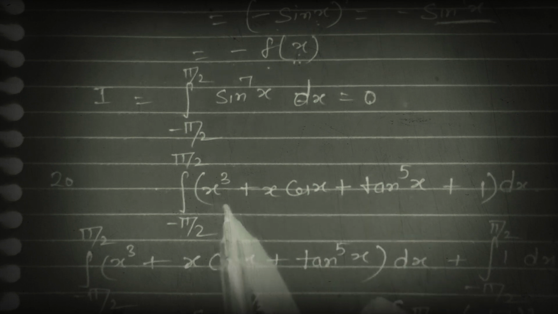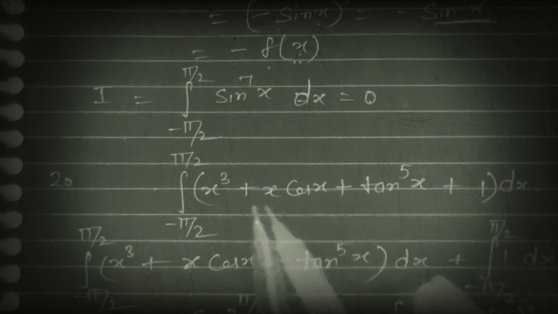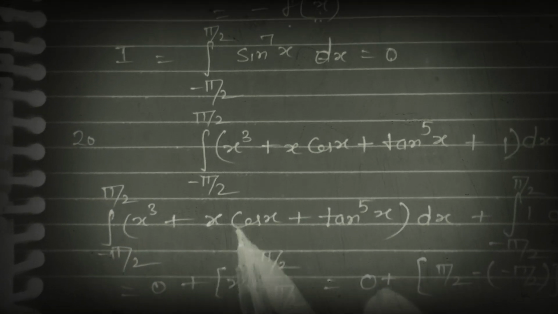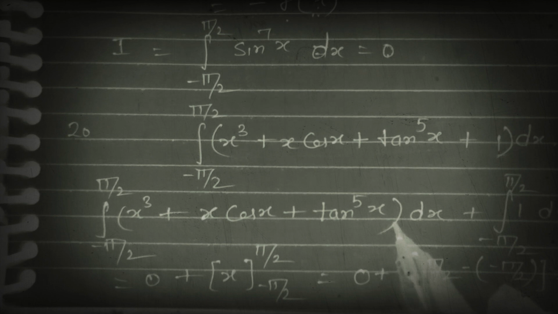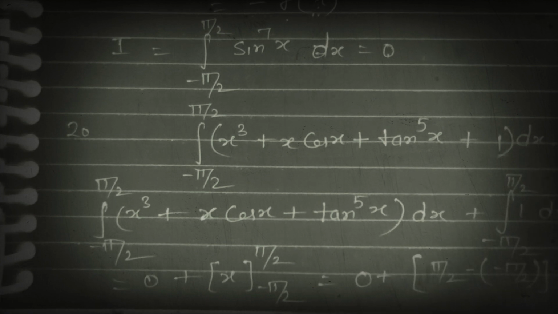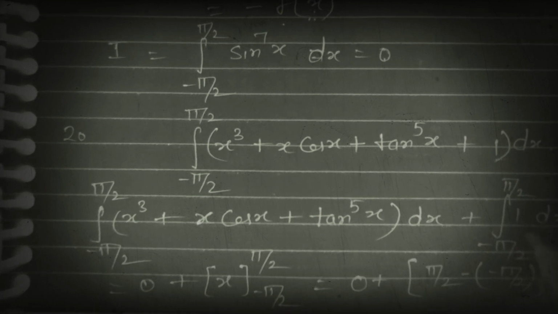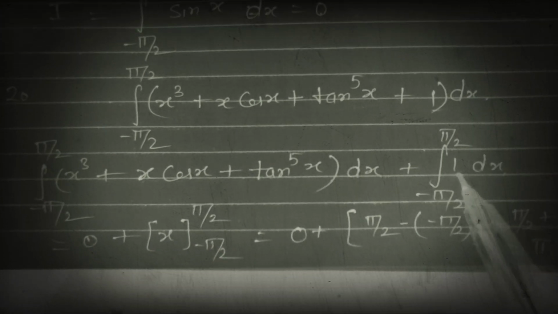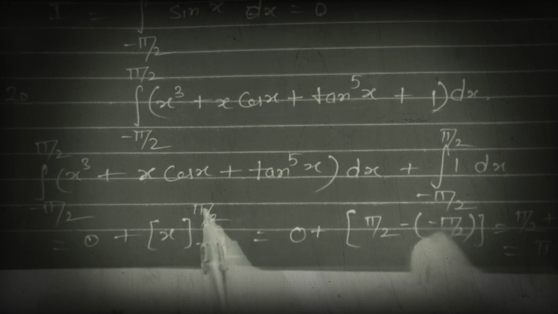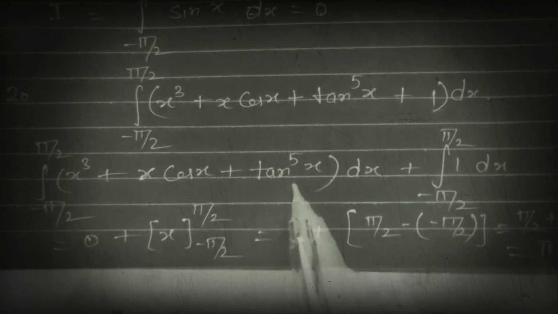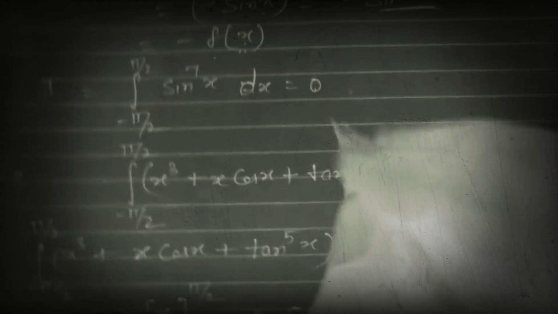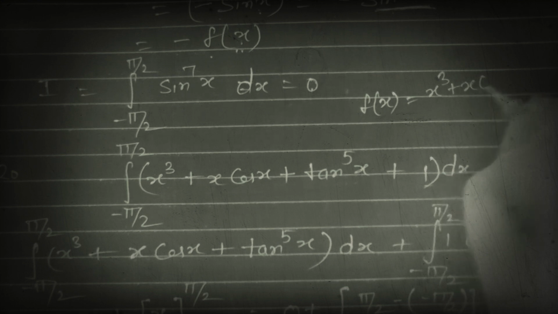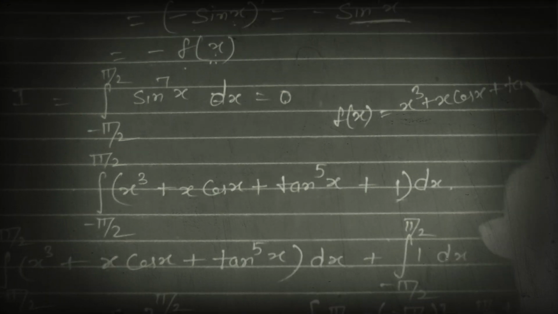So we can take this as one function and this as another function. We can separate these: x cube plus x cos x plus tangent raised to power 5 x dx, and 1 को अलग ले लो. 1 dx integration of 1, limit is minus pi by 2 to pi by 2. We can find its integration. 1 integration is x, limit is minus pi by 2 to pi by 2. But look at this function. This is f of x. f of x is equal to x raised to power 3 plus x cos x plus tangent 5 x.